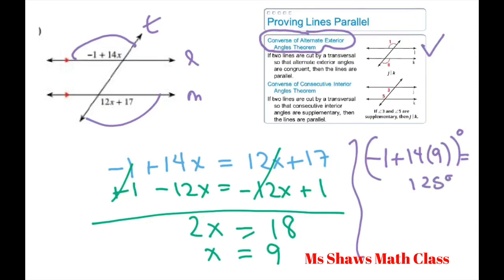Just to make sure we did it right, let's do this one too. 12 times 9, I'm using substitution, plus 17. That should also equal 125 degrees. So I'm just going to double check. 12 times 9 plus 17 equals 125. So it does work out.